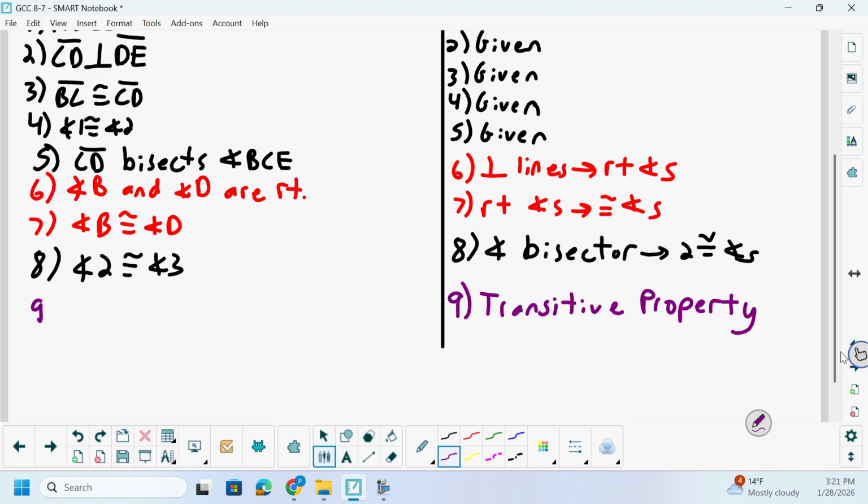We want to focus on steps 4 and 8. In step 4, angle 1 is congruent to angle 2. In step 8, angle 3 is congruent to angle 2. So the conclusion we can now make is angle 1 is congruent to angle 3.